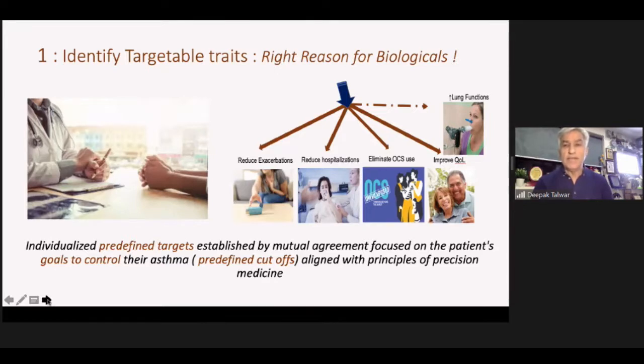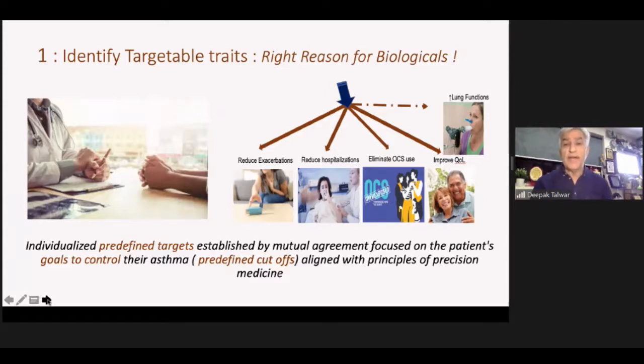So as per the data, the biologicals have been shown to reduce exacerbations, reduce hospitalizations, eliminate OCS use, and improve the quality of life. So if these are the entire gamut of uncontrolled asthma features in an individual patient, you can choose the biologic, as your target is likely to be achieved by using the biologicals. How much is this target's predefined cutoffs? That needs to be decided between the patient and you, as a decision which is primarily based on the research.